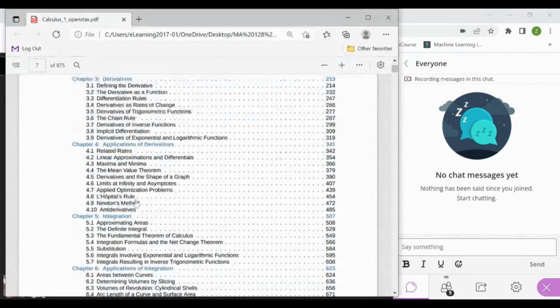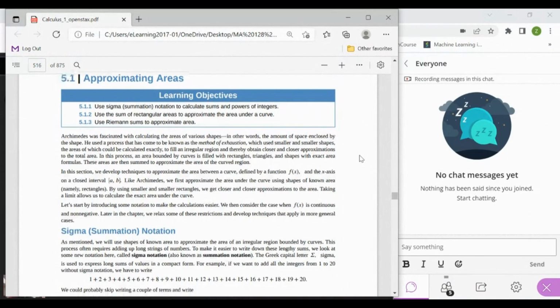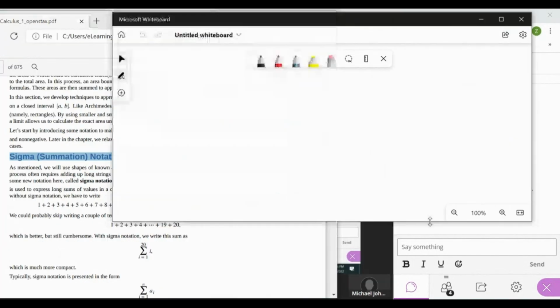So today, the topic is, as we said, approximating areas. Let me open this up from the textbook. And first, we will just talk about the sigma notation. So I will just introduce the sigma notation to you.